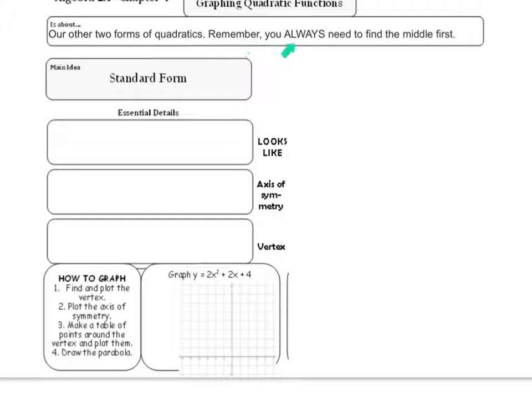To remember, you always need to find the middle first. That is such a key important thing for graphing any quadratic. Otherwise, you are not going to get a nice parabolic shape. You'll only get a part of your parabola, and it's not going to look very nice. And it won't be correct because you won't have the middle.